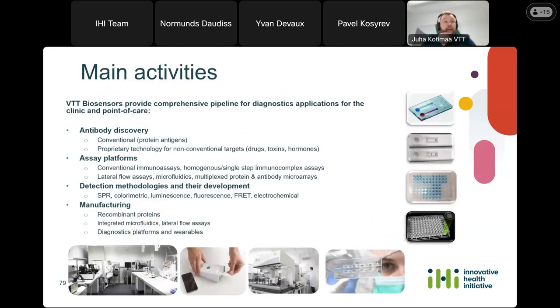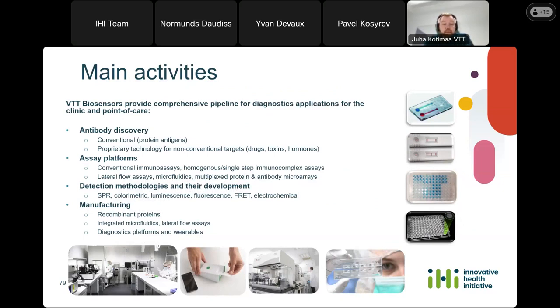So our main activities, we have early stage diagnostic development with our antibody discovery team, which I'm part of. I'm an immunologist. So we develop antibodies against conventional targets, but perhaps more of interest here is that we can make antibodies and immunocomplex assays against non-conventional targets such as drugs and toxins and hormones.